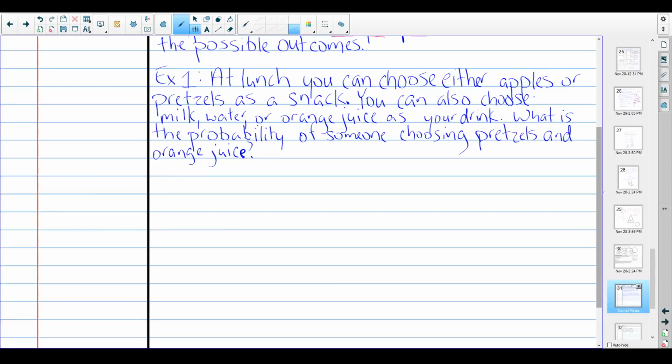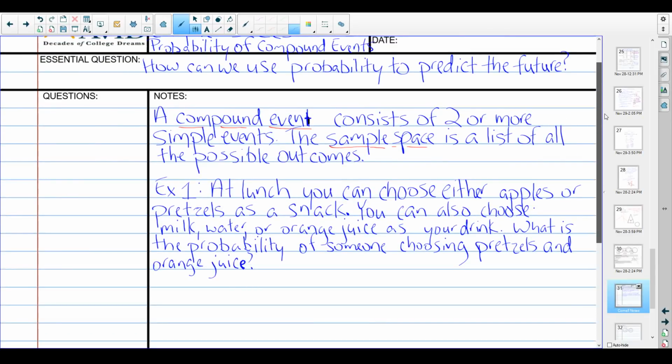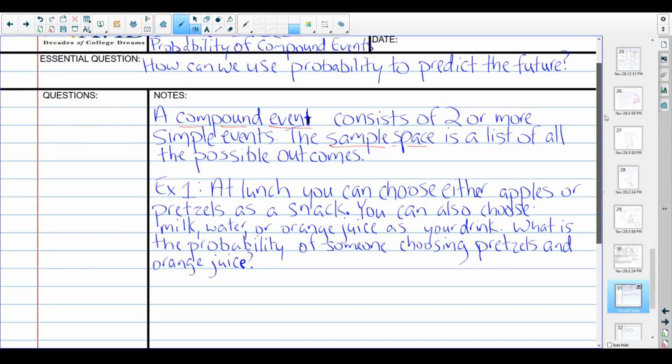The essential question was, same as it's been, how can we use probability to predict the future?